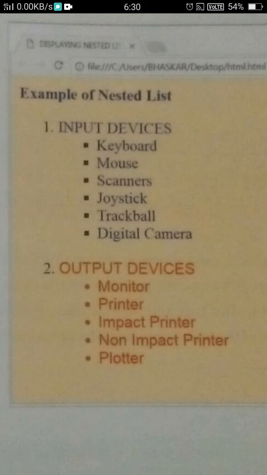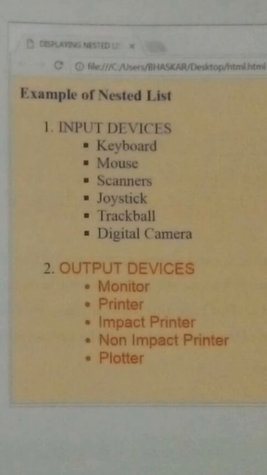What is the nested list? A list within another list. A list within another list is known as the nested list. Means suppose one list is going on, under that list you can make the sub list, that is called the nested list. For example, here on the screen you are looking at one web page.